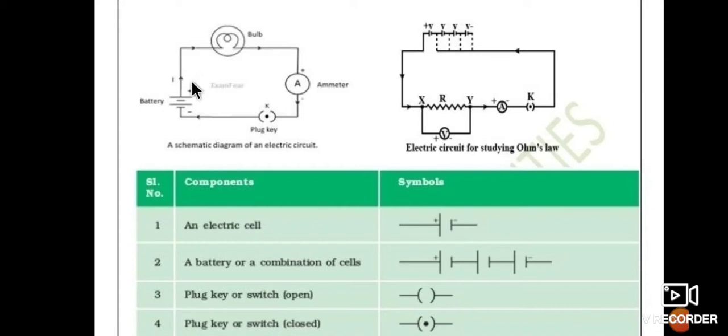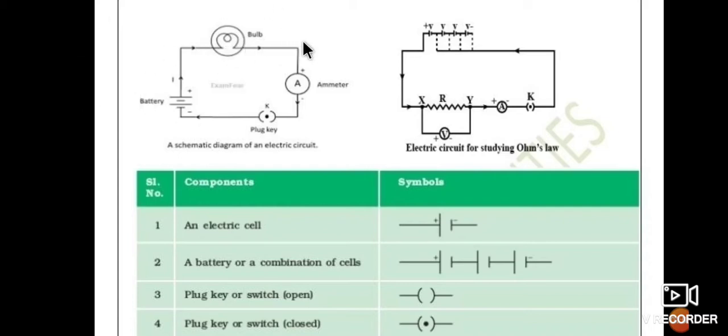First one, a schematic diagram of an electric circuit. What is here? A schematic diagram of an electric circuit. So here is a symbol of a battery, here negative sign, here positive sign. Okay, you know that in a battery there are two poles, one is the positive pole, another one is the negative pole. So current starts from the positive pole and current passes here, and this is a bulb, this is a symbol of a bulb.